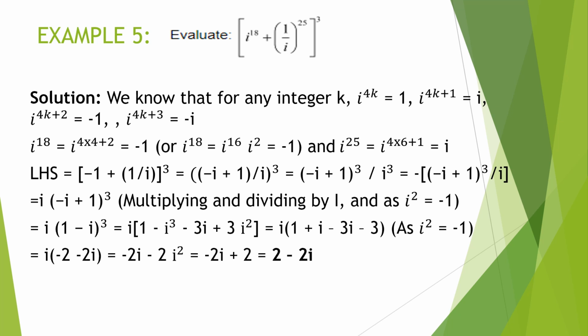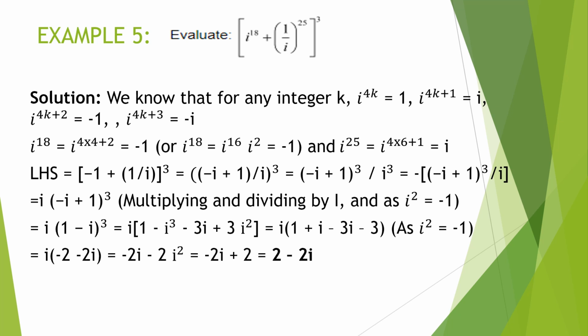So the left hand side is minus 1 plus (1 upon i) whole cube. We try to simplify the bracket inside first. So it is (minus 1 plus 1 upon i) whole cube. Now what is i cube? i cube is i square into i, but i square is minus 1. So i cube is minus i. So we take out that minus outside. So it is minus of (minus 1 plus 1) whole cube upon i.